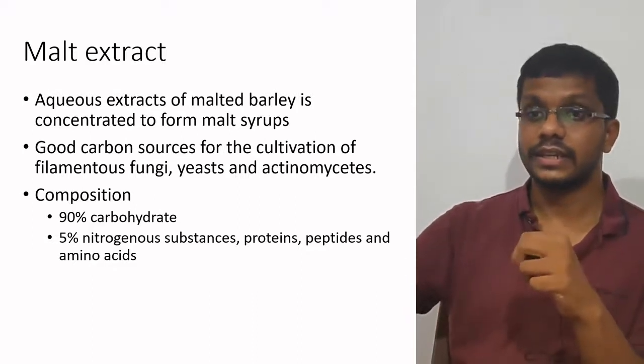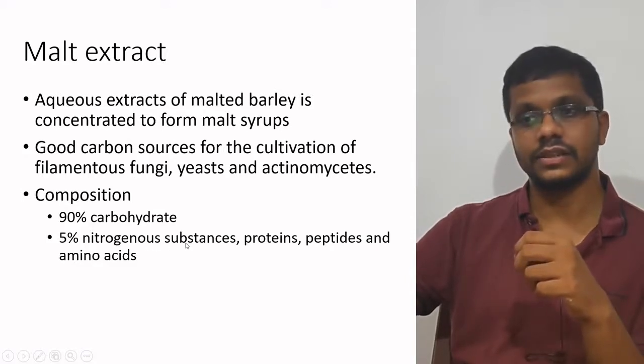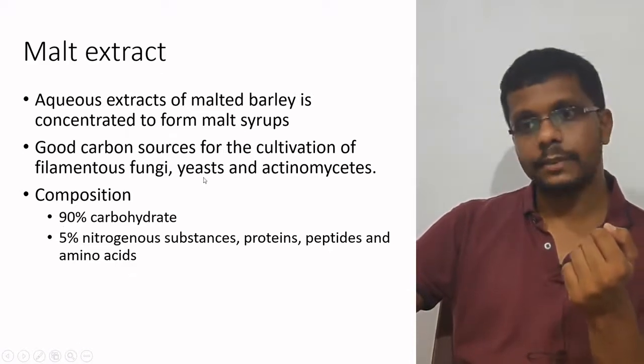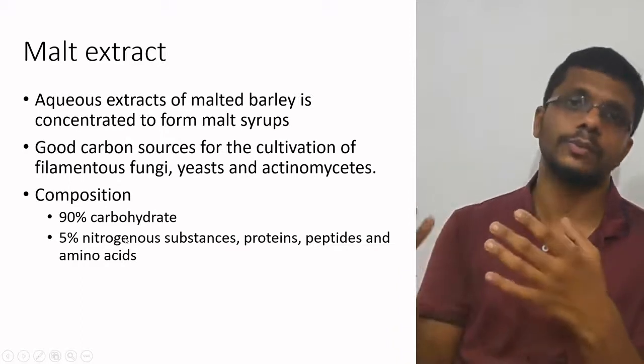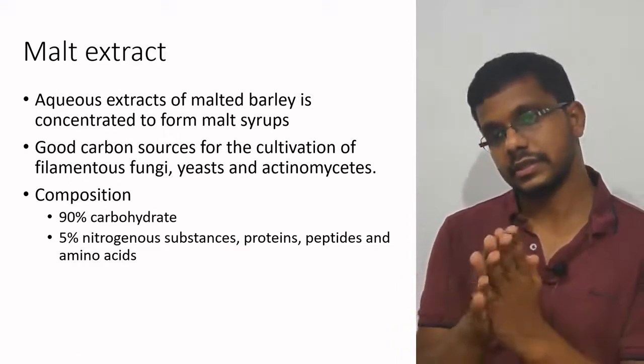If you look at the composition, it contains 90% carbohydrates and 5% nitrogenous substances like protein, peptides, and amino acids. So it's a very good carbon source and it's an average nitrogen source. Microorganisms do not need huge amounts of nitrogen when compared to carbon. So 5% nitrogen is not bad.